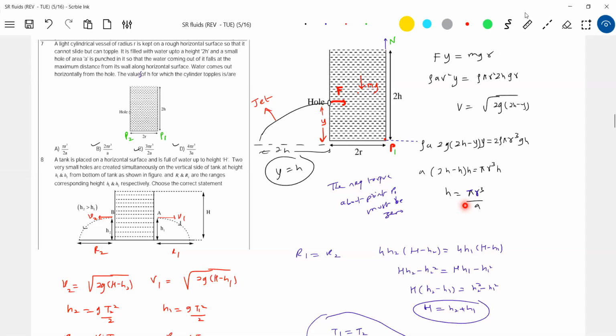Now, where the hole should be located is what it is telling. So pi r cube by A. Look at this: 3 by 2 is greater, 4 by 3 is greater, 2 is greater. This is less than pi r cube by A, so it is not possible. For these values, it will topple. Are you getting the condition?